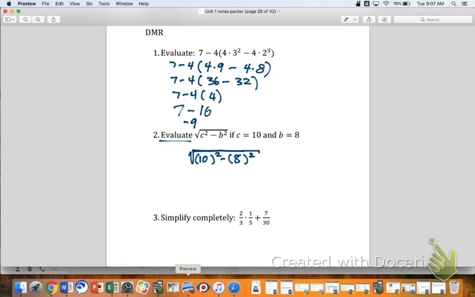So that square root is kind of a grouping symbol. We're going to do the work inside there first. So within that, 10 squared is 100. 8 squared is 64. I continue on with the order of operations. I do the work inside first. Again, grouping symbols, could be parentheses, even a square root like this is. So square root of 36, and the square root of 36 is 6.